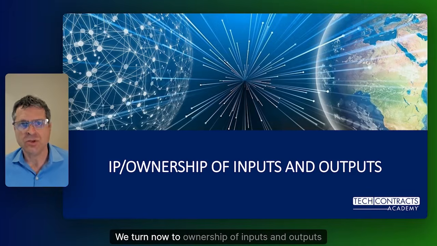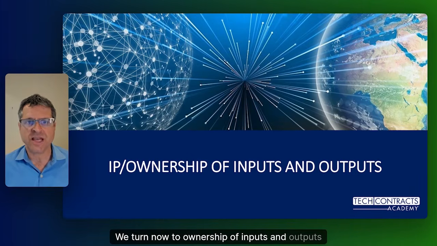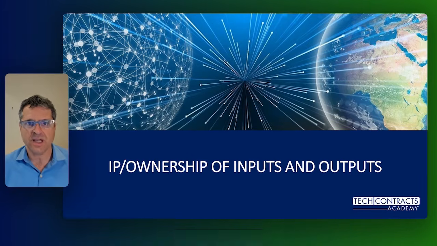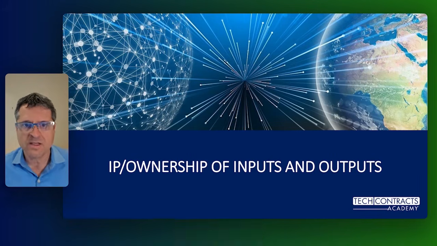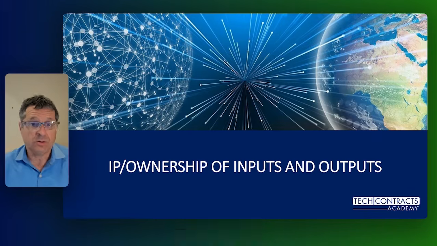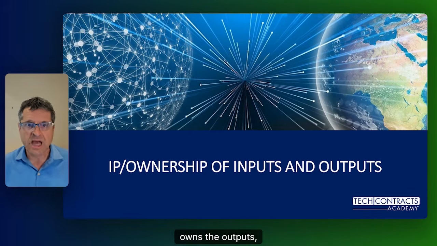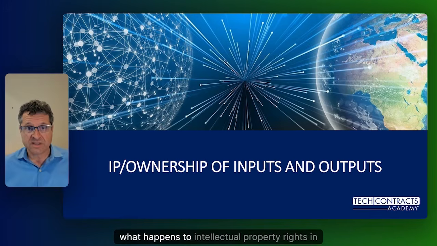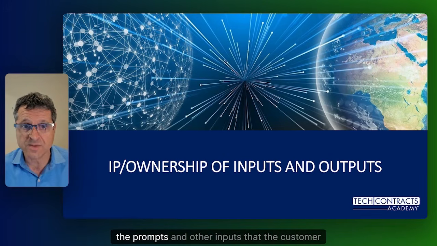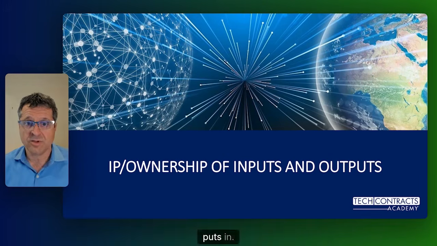We turn now to ownership of inputs and outputs from AI systems, to intellectual property rights in inputs and outputs. So we're going to talk about when and to what extent the customer, who's usually the one who wants it, owns the outputs. Or does the vendor have some ownership, as well as what happens to intellectual property rights in the prompts and other inputs that the customer puts in.